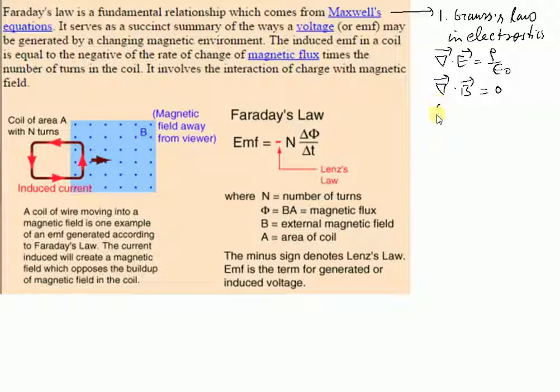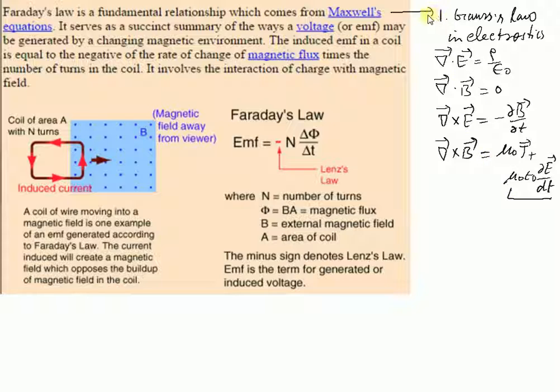Third is the Faraday law, that is written in differential form. So here del cross E is equal to minus del B upon del T. This is Faraday law, and del cross B is equal to mu naught times J plus mu naught times epsilon naught del E upon del T. This is Ampere's law in a modified form, where this one is the displacement current term. So these are known as Maxwell equations in differential form.